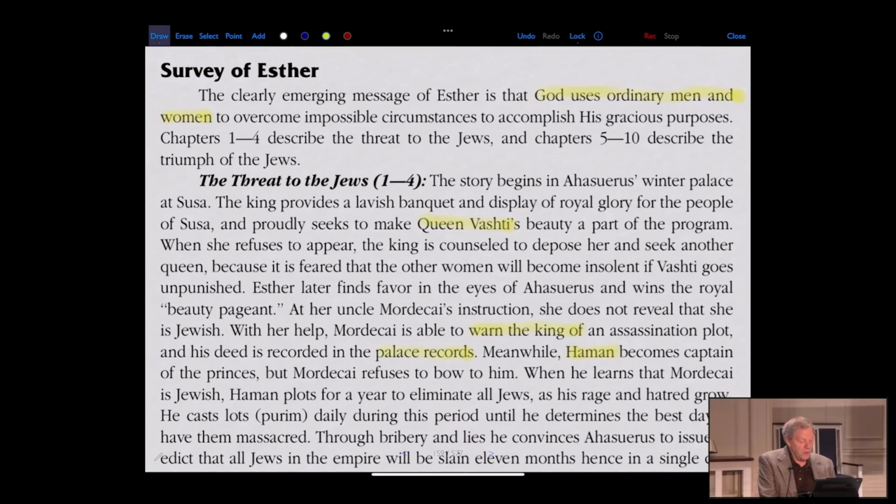When he learns that Mordecai is Jewish, though, Haman plots for a year to eliminate all the Jews. As his rage and hatred grow, he casts lots, and that's where the term Purim comes from, which becomes a feast celebrating the Jews' victory over this nefarious plot. So he casts them on a daily basis.